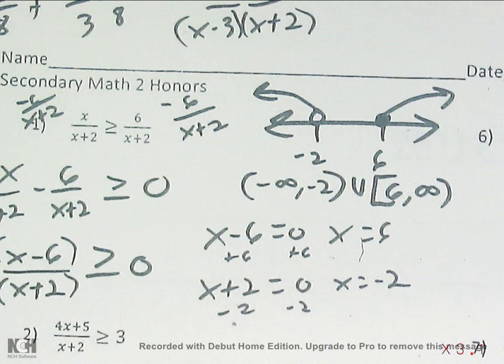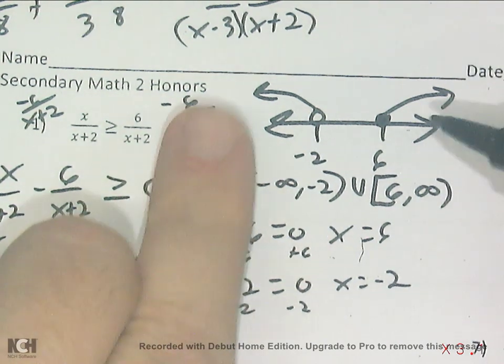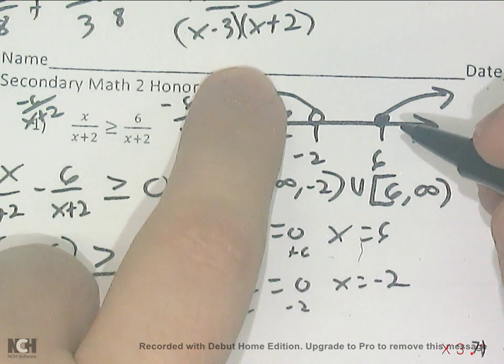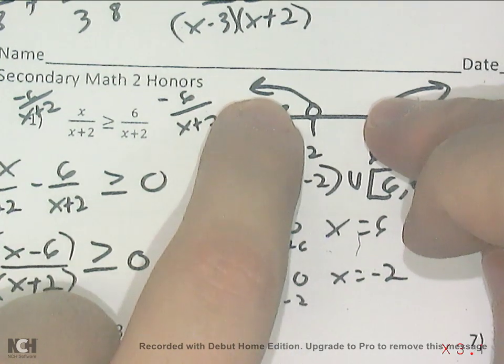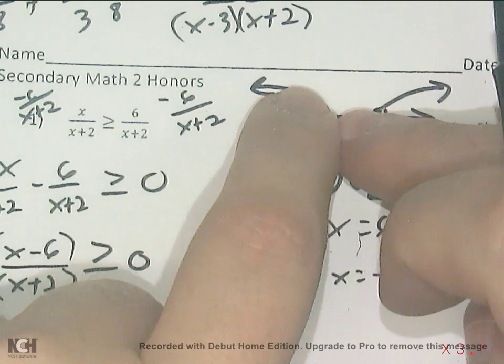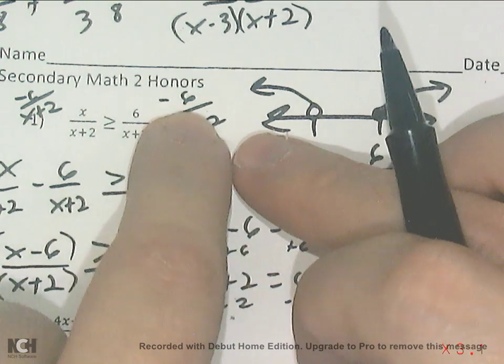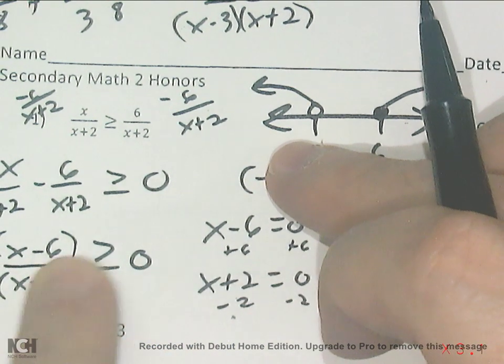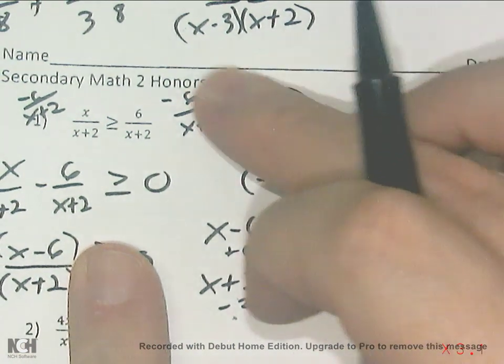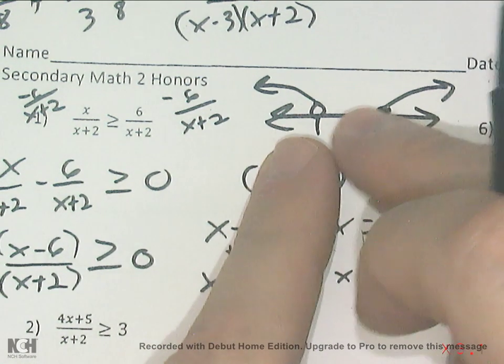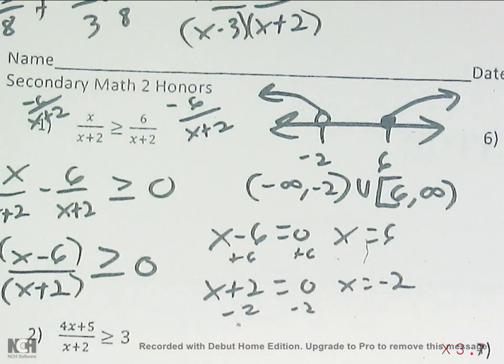Okay? So again, the trick here is to find your intercepts, put them on a number line, and then just test what actually works. If it is actually greater than or less than what it's saying, then it works. If it's not, then that is not included in your interval.